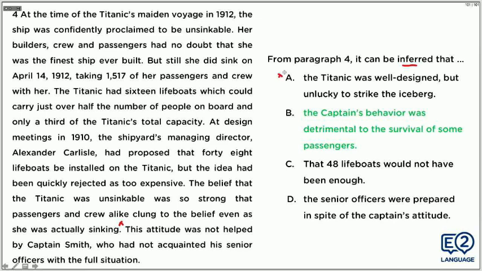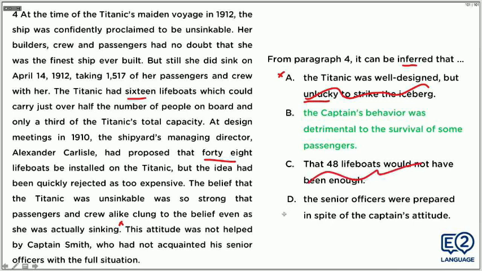But let's eliminate A. The Titanic was well designed but unlucky to strike the iceberg. Well, it doesn't really say that it was just luck, because it says that there was also human error in there, particularly this last sentence here. We can eliminate that one there. C, 48 lifeboats would not have been enough. Well, in fact, it didn't even have 48 lifeboats. How many did it have? It had 16 lifeboats. They proposed 48 lifeboats, but it only had 16. So this one's just wrong.